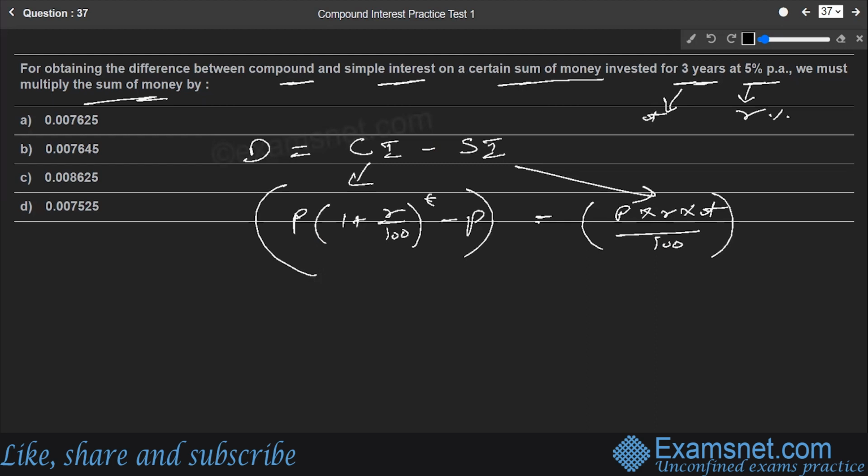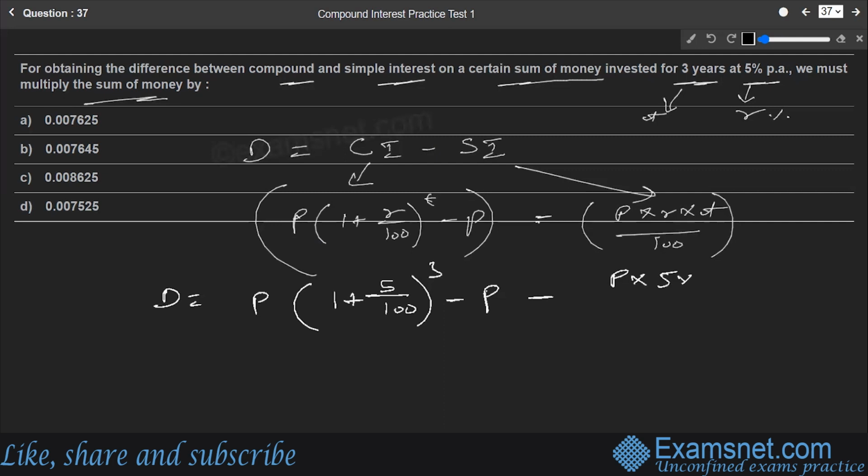Okay, so the difference is going to be nothing but, since the P value is unknown, we'll have to keep it as P itself. 1 plus rate value 5 over 100 to the power time value 3, minus P itself. And minus of this is simple interest. We are subtracting simple interest from compound interest because compound interest value is always higher than the simple interest. Minus P into rate value 5 into time value 3 divided by 100. So this is what we get.